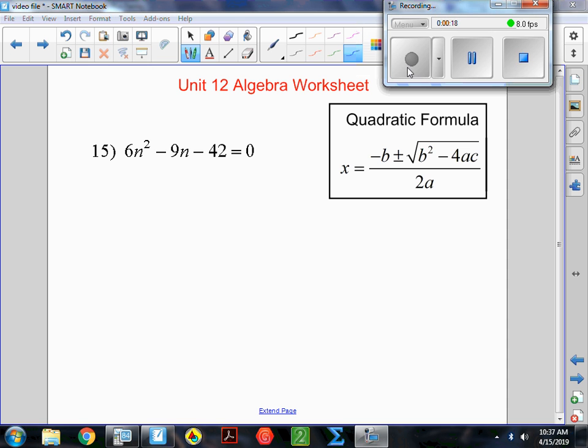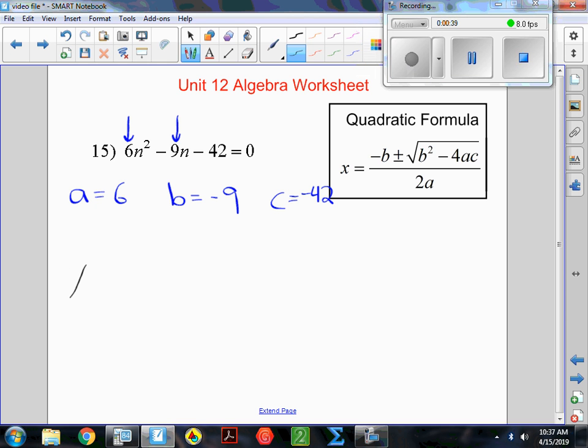So, for the quadratic formula, I identify the parts. The a value is 6, so it's in front of the x squared term, the quadratic term. The b value is -9, that's always the linear term. We usually write it in the middle. It's in front of the x. And the constant at the end with no variables, that's why it's called a constant, is -42.